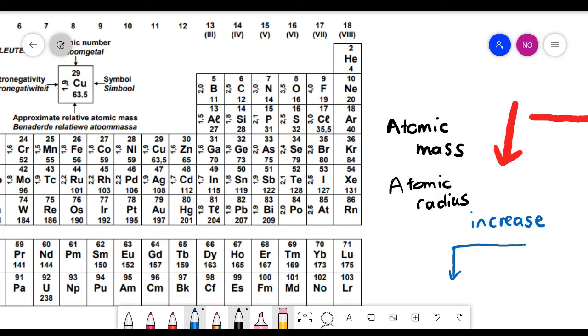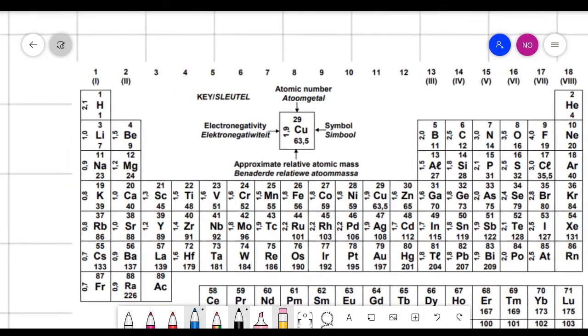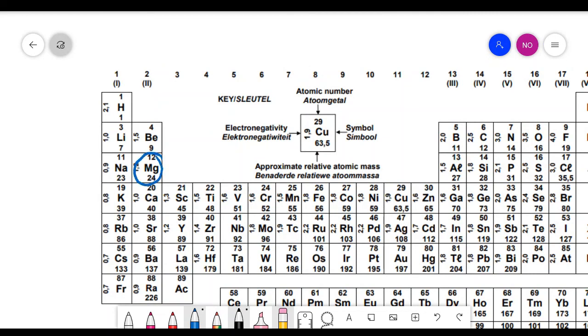So in other words, remember we don't have values for the radius on this. But if I'm looking at magnesium and sodium, which one will have the biggest atomic radius? It increases to the left and down.